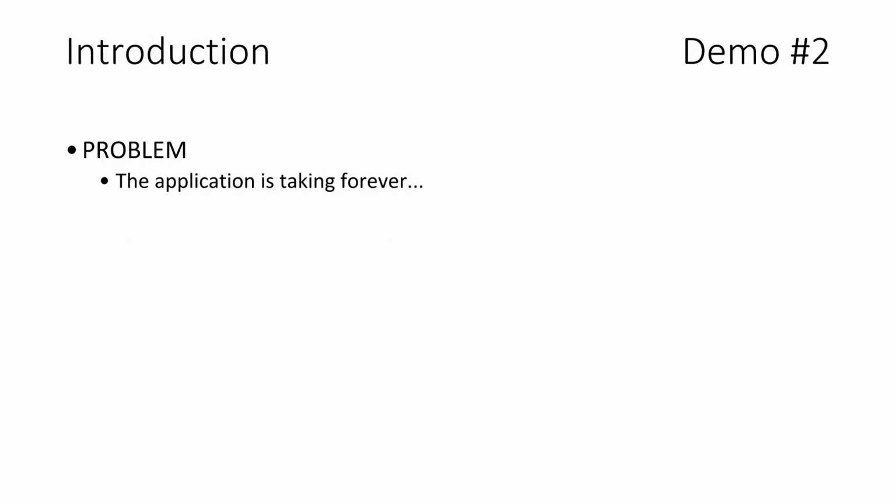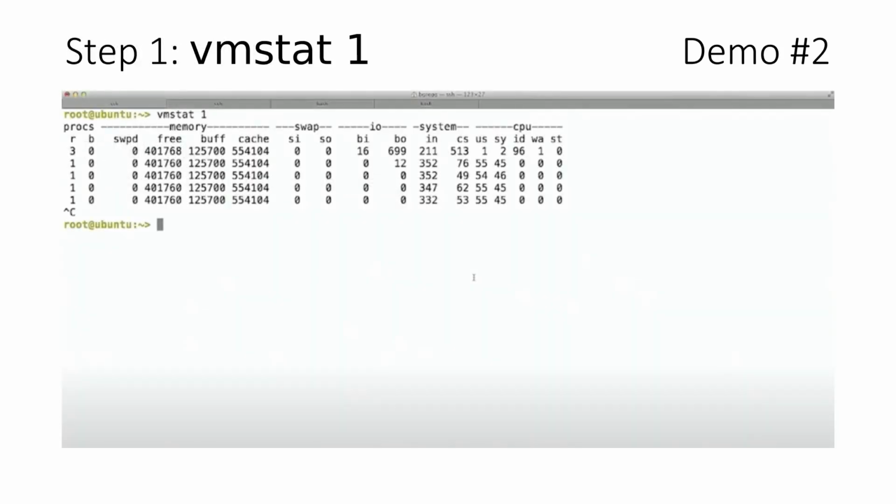Let's move on. In this second demo, the client tells us that their application is taking forever. Let's have a look at this one. For this one, let's start with vmstat to get a general overview of the system. The R column looks good. R values are very low.